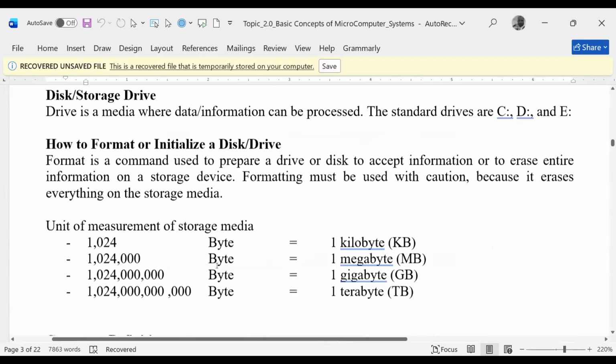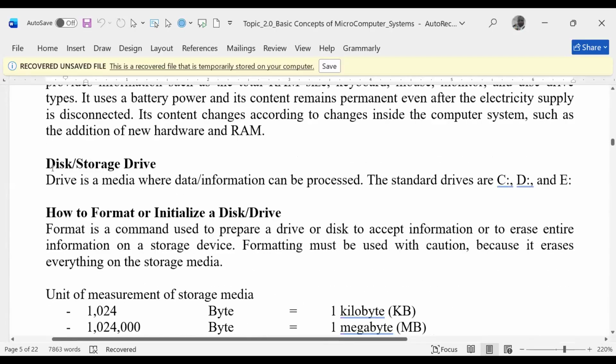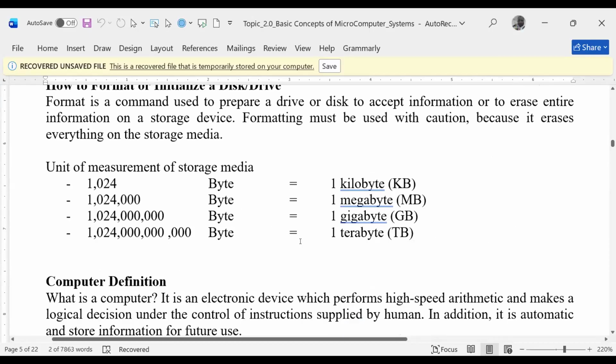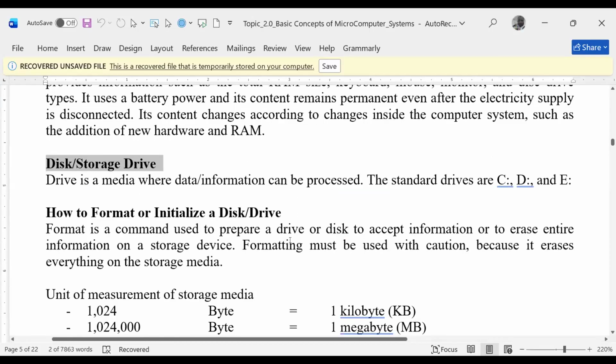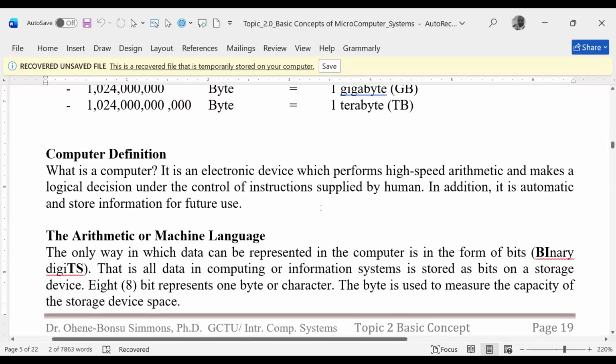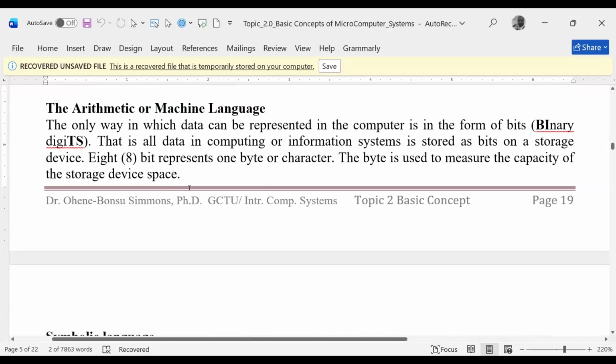These things are not new to you. What is a storage drive? The storage drive are the letters you use to assign storage devices, like drive C, drive A. You are aware of that. How to format a disk: when you purchase or get a new disk, the first thing is to format it. The formatting here means to initialize it so that the system can understand it and work with it. You have done computer definitions this side, good.